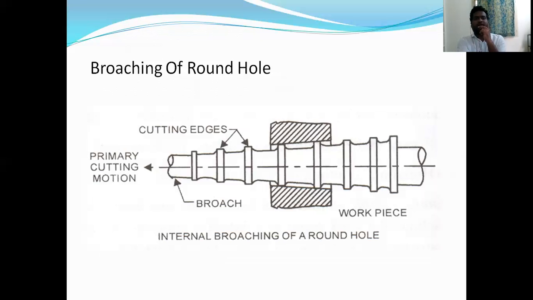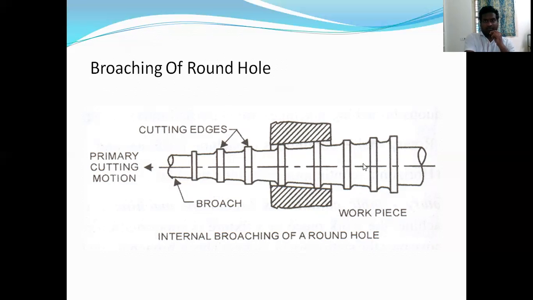And in this diagram, we have observed the broaching of a round hole. These are the workpieces. The primary cutting motion is of the broach, and this is the workpiece. Internal broaching of a round hole. Cutting edges.